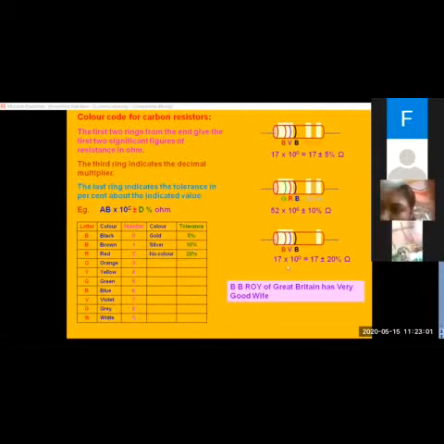See the third example, the same as on top, brown, violet and black. So it will be 17 into 10 to the power of 0. But the fourth line, there's no color. That indicates the tolerance is going to be 20%.